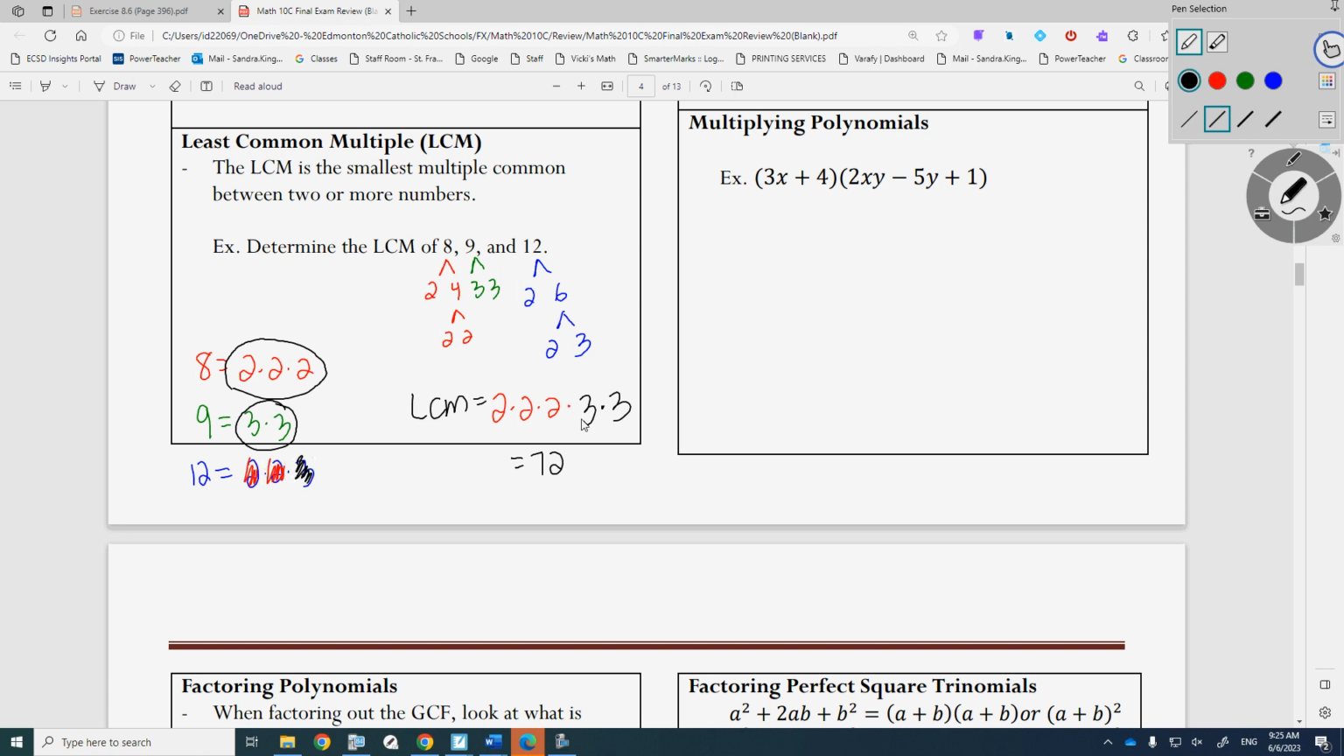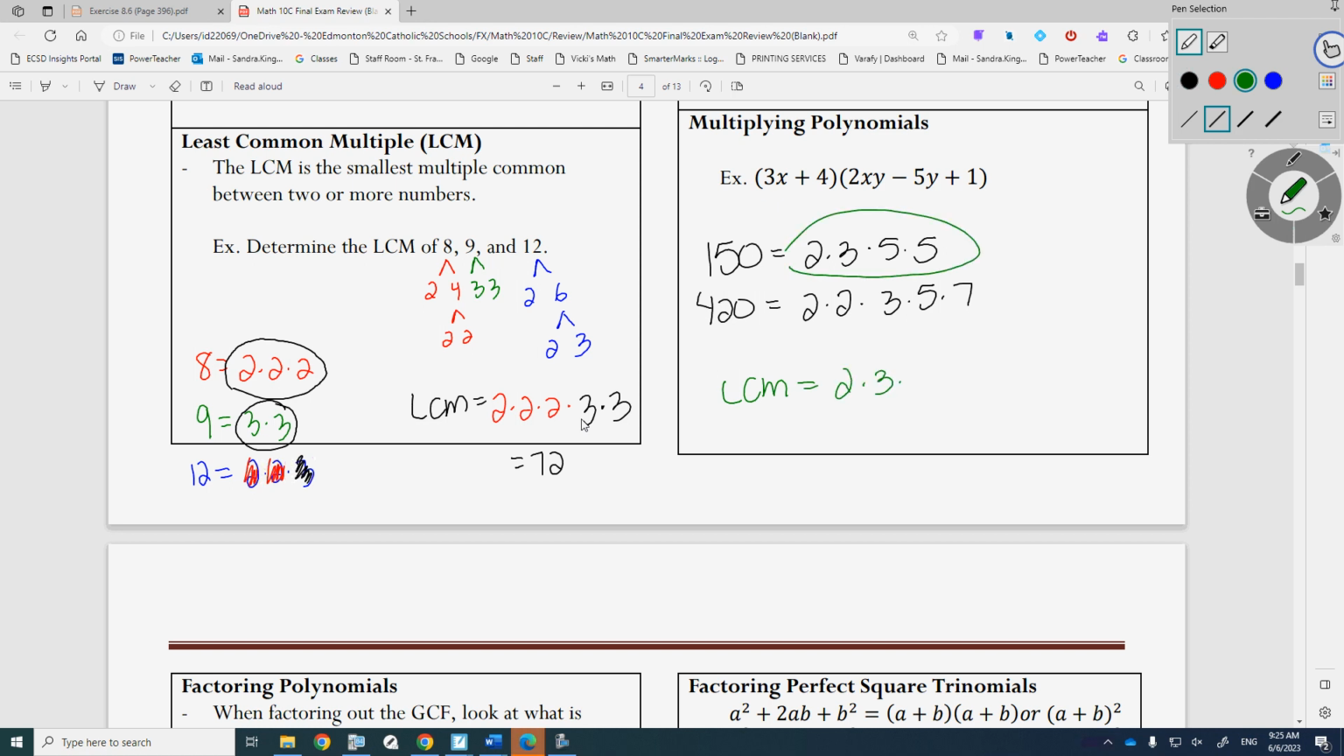Okay. Just to practice, let's do the 150 and the 420, and let's find the LCM of those. For 150, the prime factorization was 2 times 3 times 5 times 5. For 420, it was 2 times 2 times 3 times 5 times 7. To find the LCM, you take all of the prime factors of the first number. Then you're able to cancel below. I took out 1 two, so I can cancel up to 1 two, and one of them is gone. I took out a 3, so in every row below I could cancel a 3. I took out 2 fives, so I could cancel up to 2 fives down here.